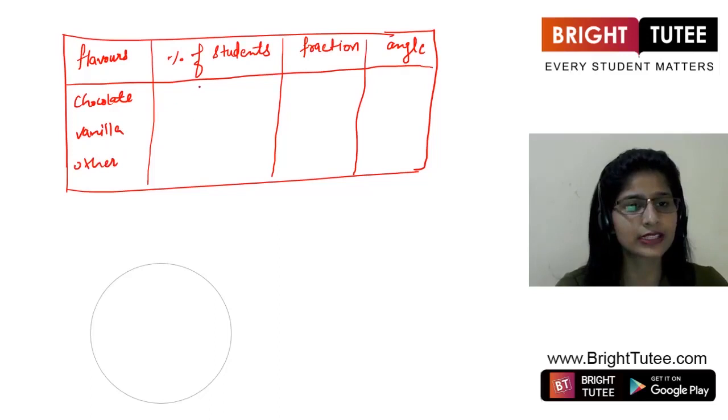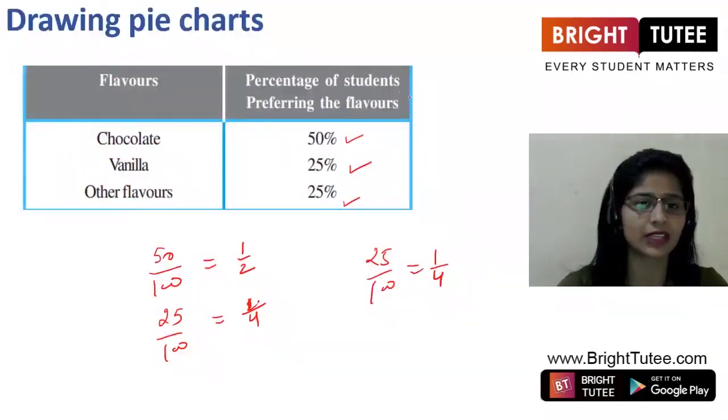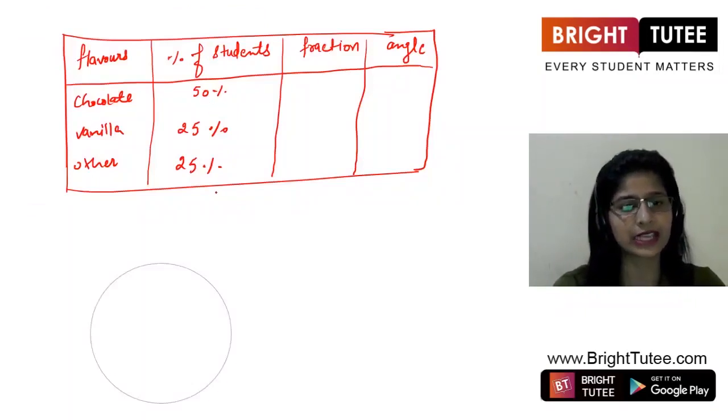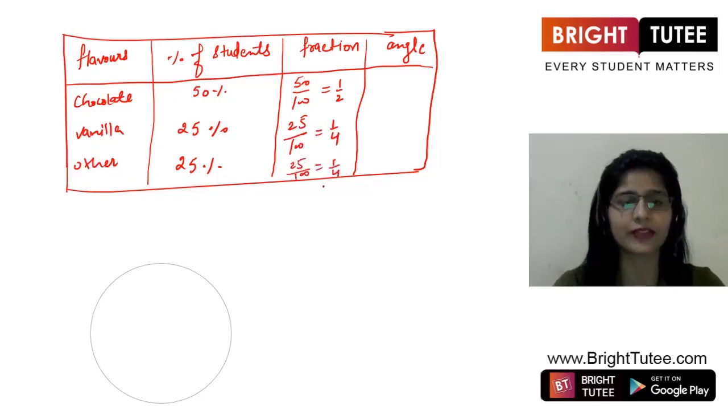So for chocolate it is given as 50%. For these two we have been provided with 25%, as I can show you in the question. Just see, this was the table given in the question, the same I have written. Now using these percentages, I will form the fractions. So 50 upon 100 will give us 1 upon 2, 25 upon 100 we will get 1 upon 4, and the last one also 25 upon 100 will give us 1 by 4.